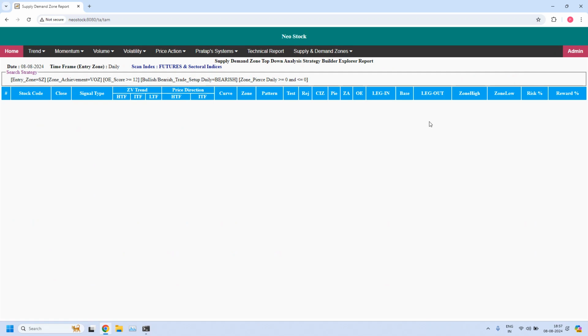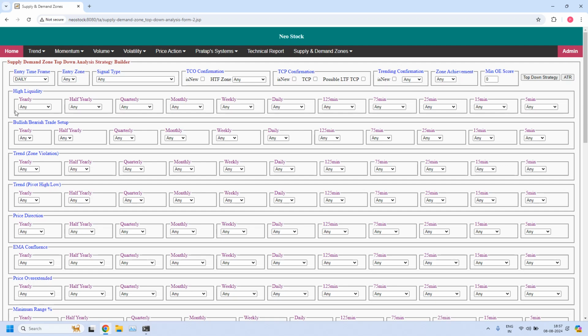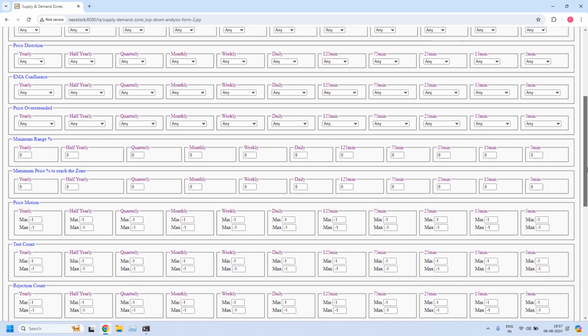Okay, fine. And the next report is a bullish trade setup for weekly income trade. For weekly income trade, entry time frame is 75 minutes. Bullish trade setup, it is demand zone. Bullish or bearish trade setup in 75 minutes, I am selecting bullish. Now 75 minutes demand zone should not be pierced.